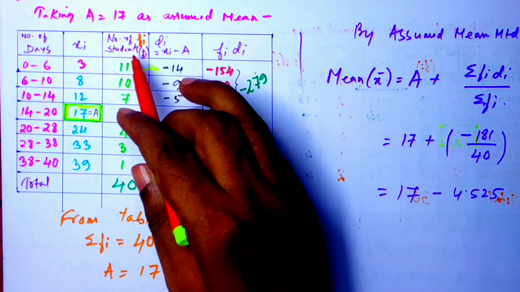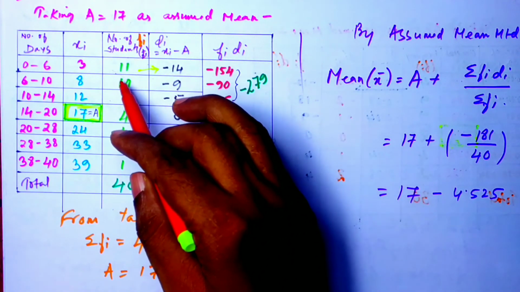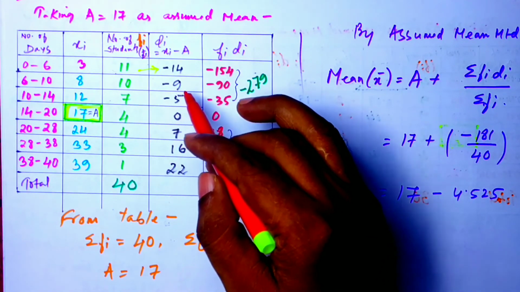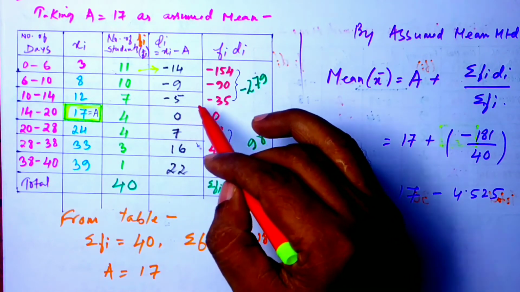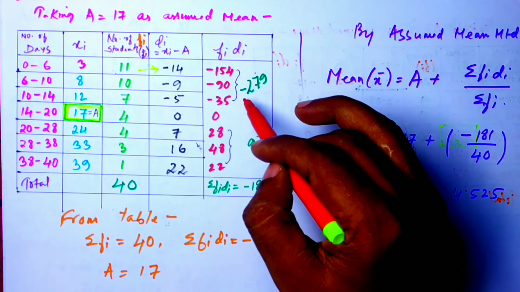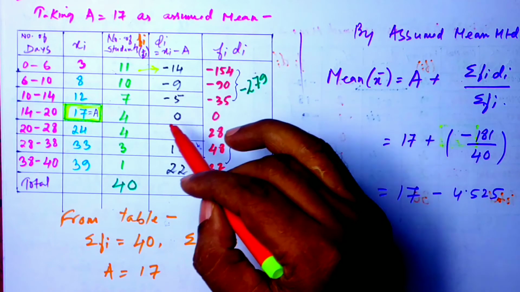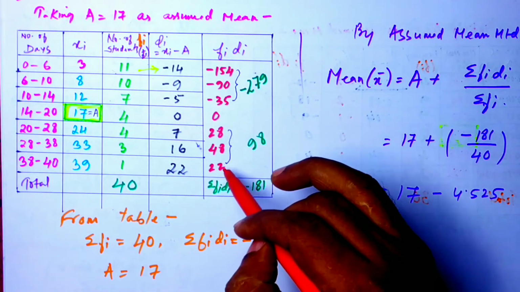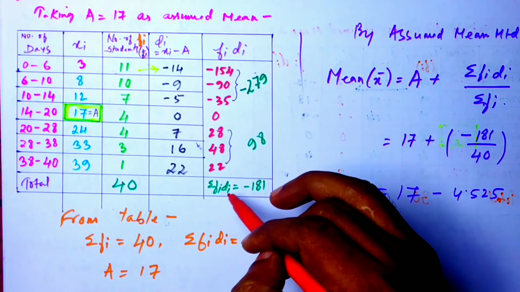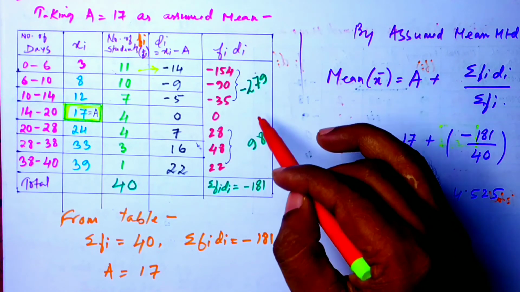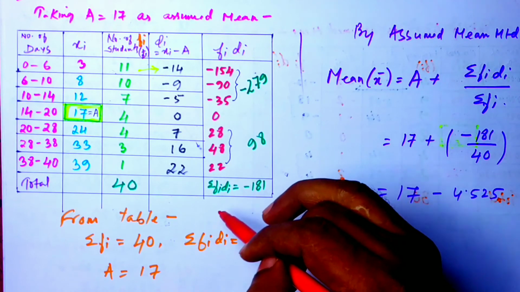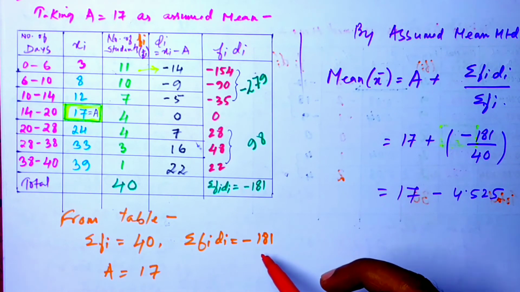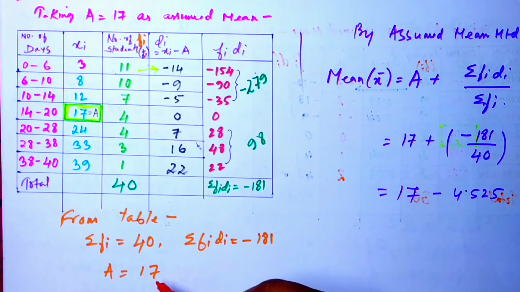So we multiply fi and di. 11 into -14 is -154, 10 into -9 is -90, 7 into -5 is -35. So we get a total of -279. Likewise 4 into 7 is 28, 3 into 16 is 48, 1 into 22 is 22, which gives 98. So summation fi di, taking the total of this, is -181. So we have summation fi as 40, summation fi di as -181, and a equal to 17.